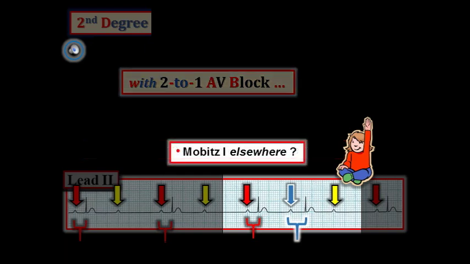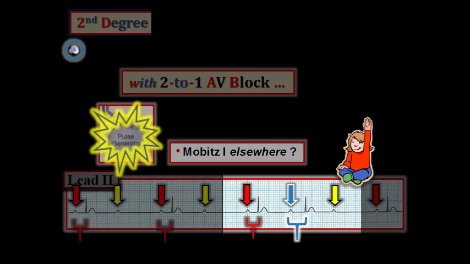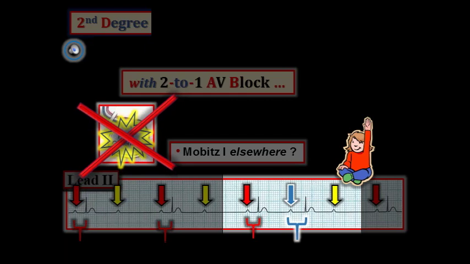Although not impossible, it is extremely unlikely for the rhythm to go back and forth from Mobitz I to Mobitz II, which means that the 2-to-1 AV block we saw earlier almost certainly was Mobitz I. Clinically, this distinction is important to make because a pacemaker is unlikely to be needed with Mobitz I.